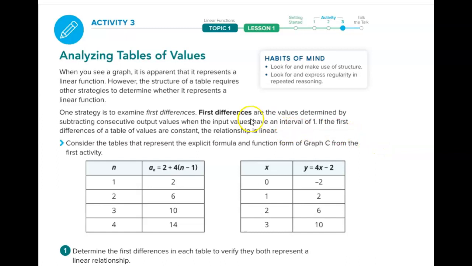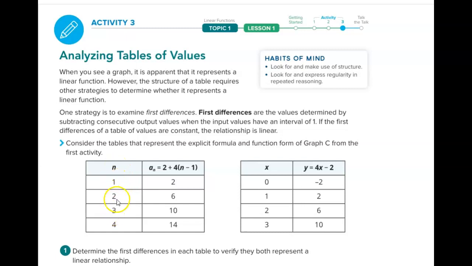So first things first, what we're doing is you're going to be looking at these two tables. And this part here is just like a shortcut that's not really essential, because you can determine whether a relationship is linear without taking this shortcut. But I'll explain a little bit what the shortcut is all about. So what the shortcut is saying is that if you look at the table's input column, so we sometimes will call this the X values, here it's N.